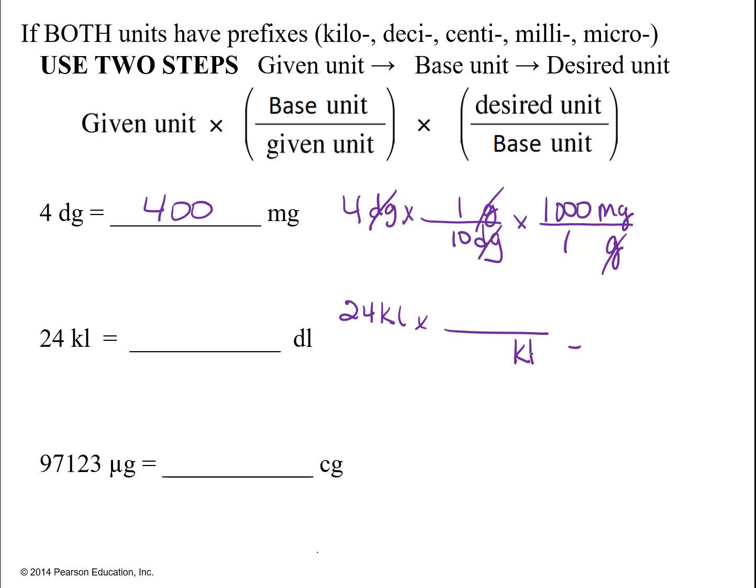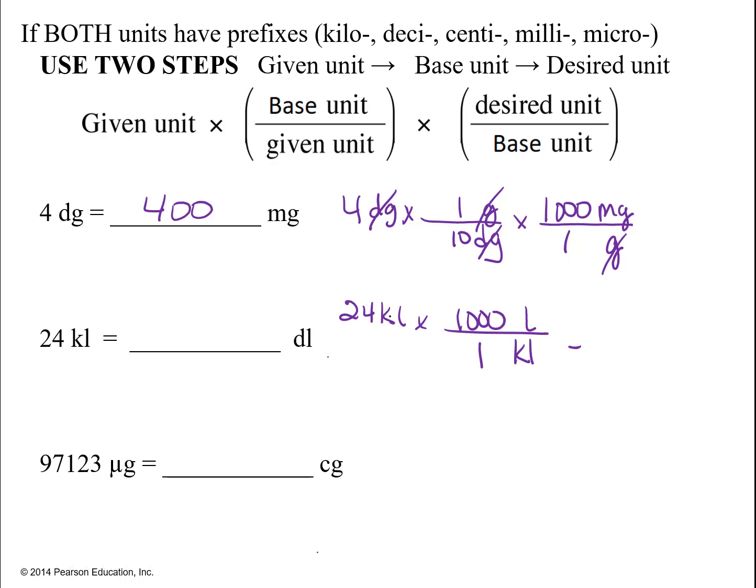And since I see KL and DL, I see those are both prefixes. So if your units are both two abbreviations, two letters after, then I know I need to do it in two steps. So what do I want to go to first? Liters. So I want to go to L. So what do I know about kilo? Kilo gets a 1. Liters gets the 1,000. Remember that kilo always gets the 1. It's the only prefix that's going to get the 1 because it's a bigger value.